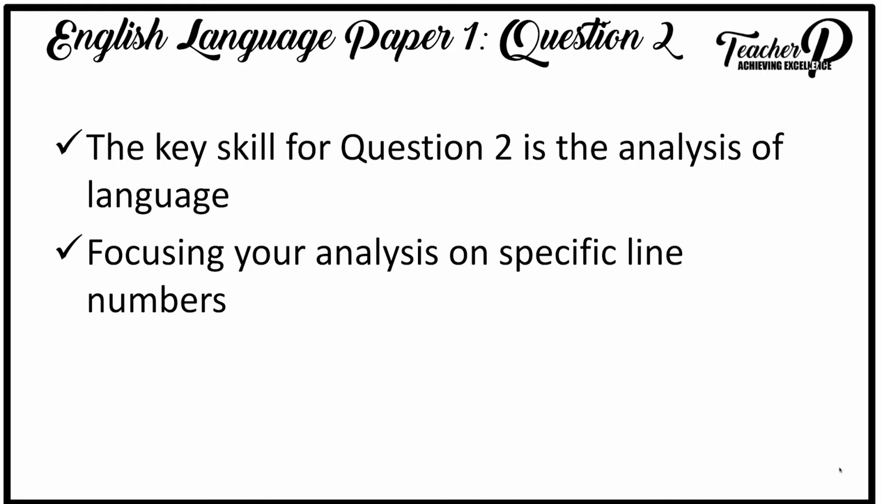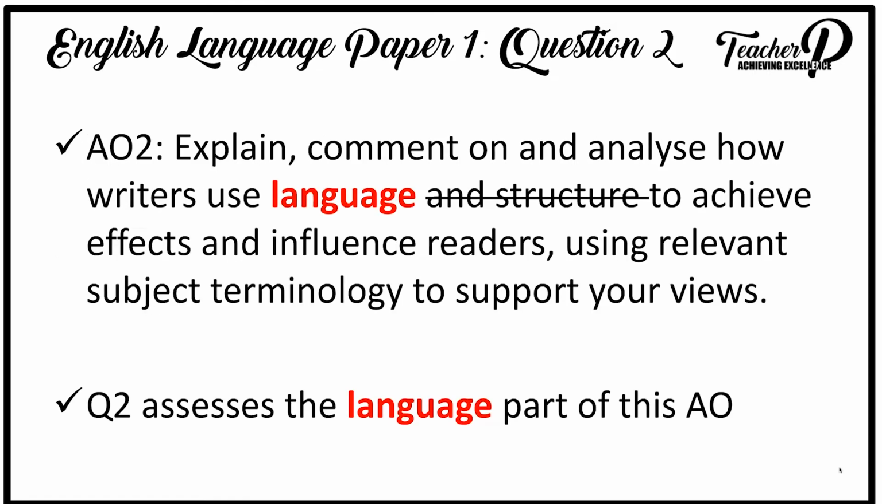You'll be awarded marks for the use of accurate quotations which are embedded and taken from the line stated, analysing at sentence level and word level, analysing sentence forms and structures, naming the language technique or feature, and explaining the effect on the reader. This question will assess the first part of AO2, Assessment Objective 2, where you are expected to explain, comment on and analyse how writers use language to achieve effects and influence their readers, as well as using relevant subject terminology to support your views.